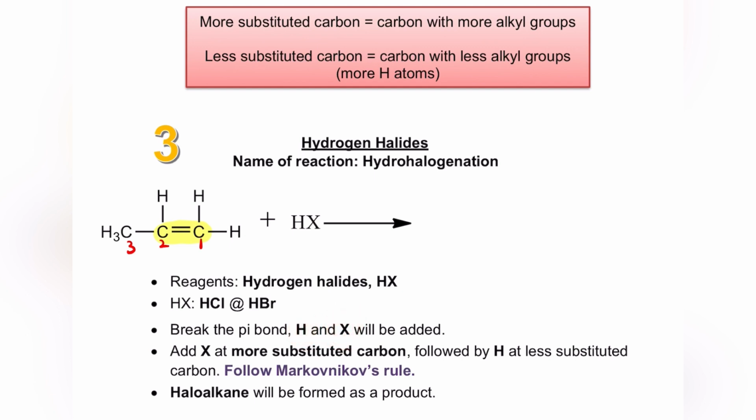So, X atom akan berada dekat carbon more substituted. H akan berada dekat less substituted. Less substituted carbon ni maksudnya carbon yang ada banyak hydrogen. So, yang banyak hydrogen adalah carbon 1. So, hydrogen akan attach kat sini.